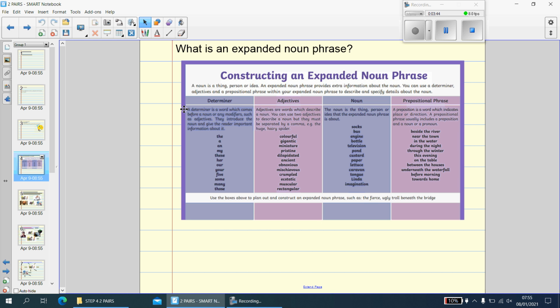Okay, and it's even got an example along the bottom. So you've got the fierce, ugly troll beneath the bridge. And they've gone even further there because they've included a prepositional phrase here. If in your writing today you like some of these words and you'd like to magpie them, you can always rewind the video to this slide and you can magpie some of these words because these adjectives are amazing. So we've got pristine, dilapidated, really good adjectives. And the prepositional phrases is a very good idea. Underneath the waterfall, I like in particular. So if you want to magpie these, you can maybe make your own magpie book at home and record some of these words, or you can rewind the video to this slide.